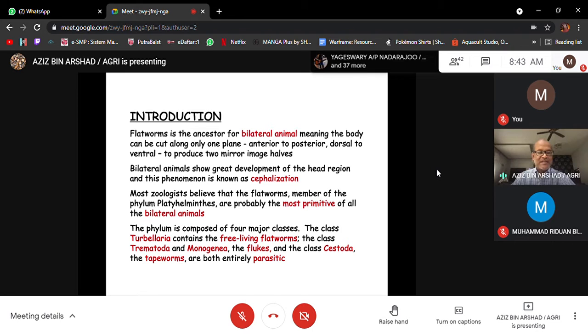So the 4 classes include Turbellaria, which consists of free-living flatworms. The other 2 are class Trematoda and also Monogenea. These are the flukes, the flatworms that are known as flukes. And the last class is Cestoda, which is the group for the tapeworms. So the flukes and the tapeworms are entirely parasitic. So only the Turbellaria is not parasitic.